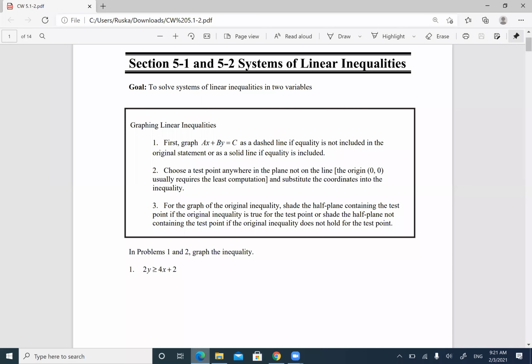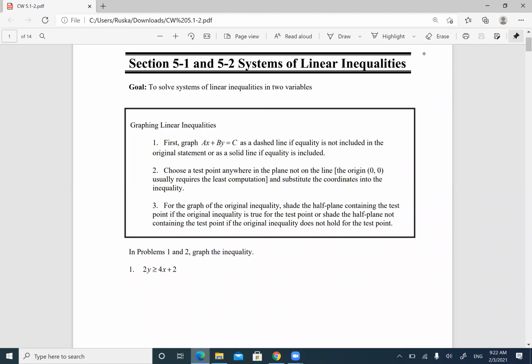Okay, so we're going to go over section 5.1 and 5.2, which is solving a system of linear inequalities by graphing. So we're going to graph the inequalities and you're going to find the solution for the system. So first, 5.1 is over graphing a single inequality, and 5.2 is graphing a system of inequalities. Okay? So how do you do that?